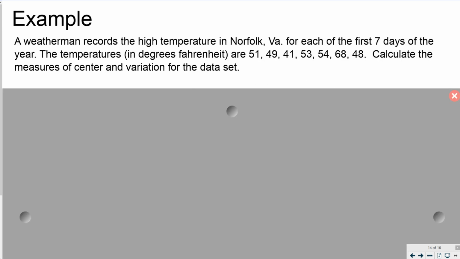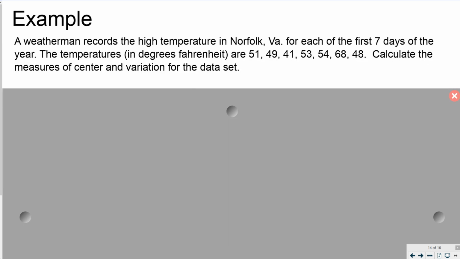All right, so an example. A weatherman records a high temperature in Norfolk, Virginia for each of the first 7 days of the year. The temperatures in degrees Fahrenheit are 51, 49, 41, 53, 54, 68, and 48. Remember, guys, it's Virginia, so January can still be warm there. Calculate the measures of center and variation for that data set.